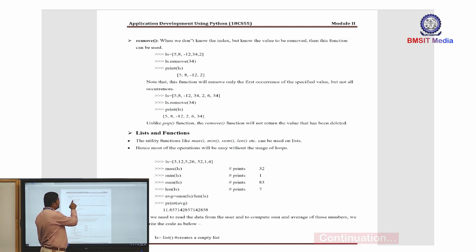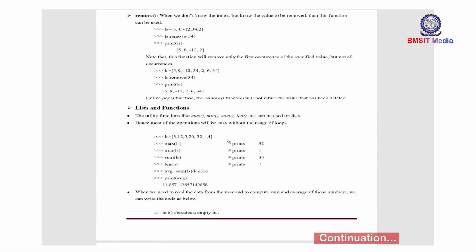So what I will say, ls.remove(34). 34 is present here, just observe this list. If I give 34, that element will be removed. Now whenever I print the list, that is ls, I will get 5, 8, -12 and 2 as the output. 34 will be the removed value.